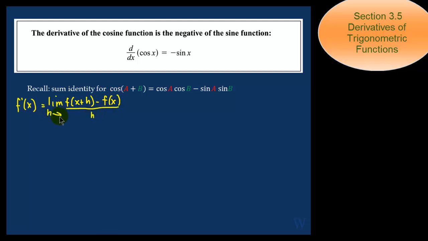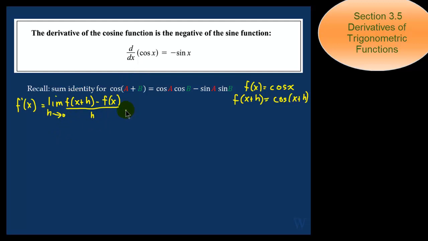Take the limit as h approaches 0. So here our function that we will differentiate is the cosine of x. Therefore f of x plus h is equal to the cosine of x plus h. So we will use the sum identity for cosine of a plus b in the difference quotient.